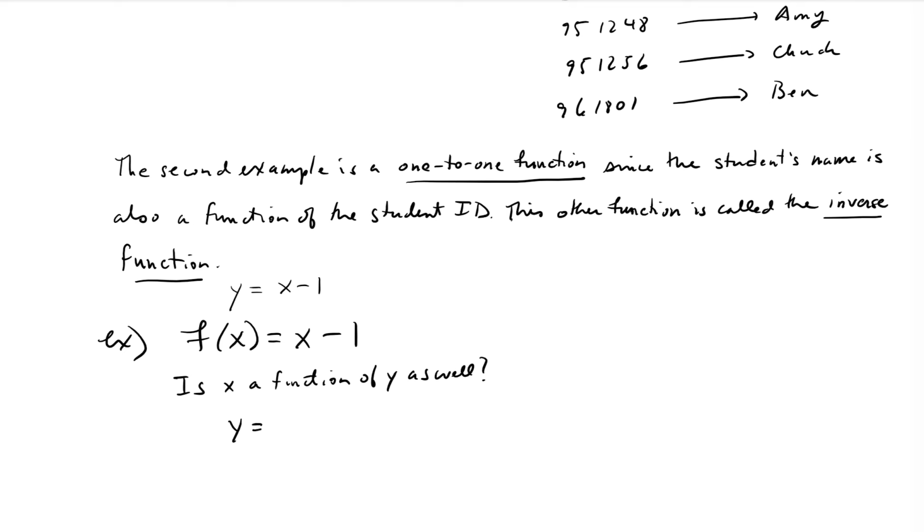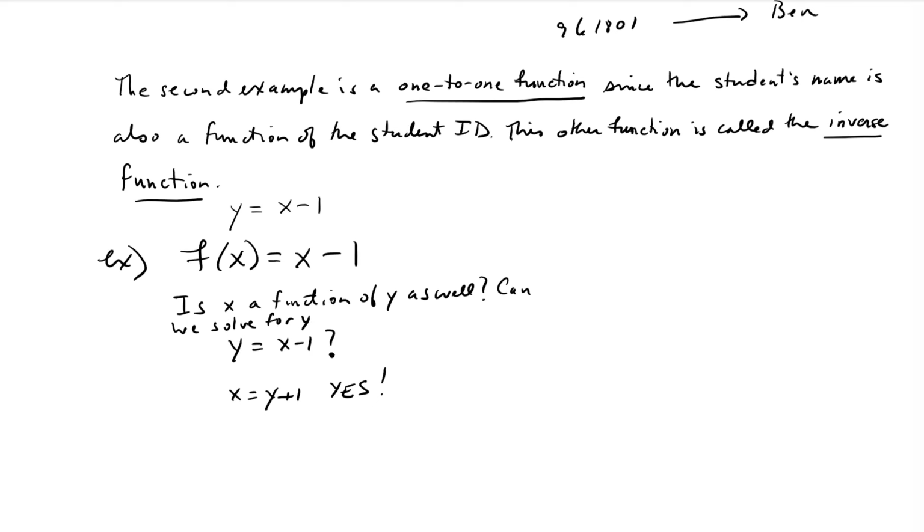Well, that means, can we solve for y the equation y equals x minus 1? Can we solve that equation for y? So obviously here, this is not too hard. So yes, this means that f is one-to-one. So for a single y, if I tell you what y is, you can tell me exactly what x is.